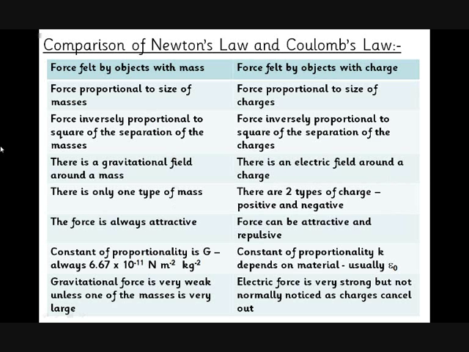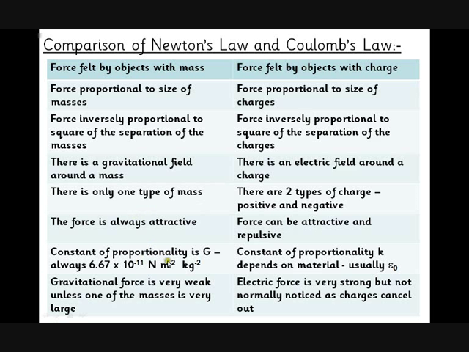Okay, there's only one type of mass. With everything we look at in year 12 and 13 physics, we just consider only one type of mass, whereas with charges we have positive and negative charges. This means that for gravitational, the force is always attractive. There's no way you can have a repulsive force, but with Coulomb's law and generally with charges, the force can be attractive and repulsive, and you need to bear that in mind when you're doing calculations.